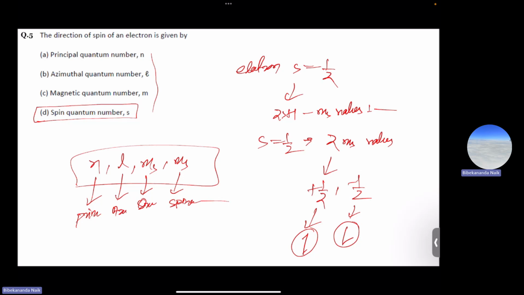Suppose this is a cell, but this is P. P means for P l equals 1, so there will be three subcells corresponding to ml equals -1, 0, and 1. So if there are two electrons present here, for both the electrons, ml is equal, that is -1. However, their ms values differ. So for one electron, ms will be half, and for the other electron, ms will be -half. So no two electrons in an atom can have all the four quantum numbers equal. That is called Pauli's exclusion principle. So this also signifies that maximum two electrons can be present in a subshell.